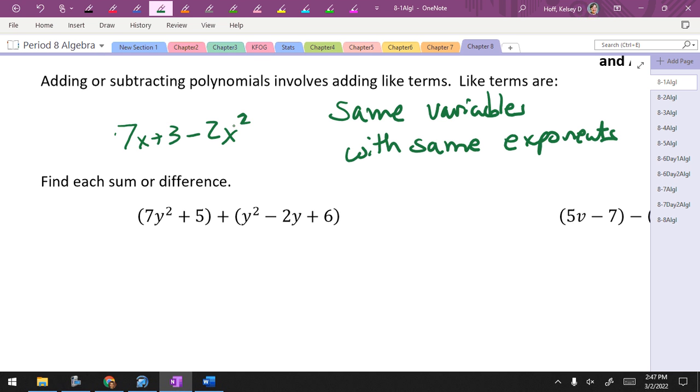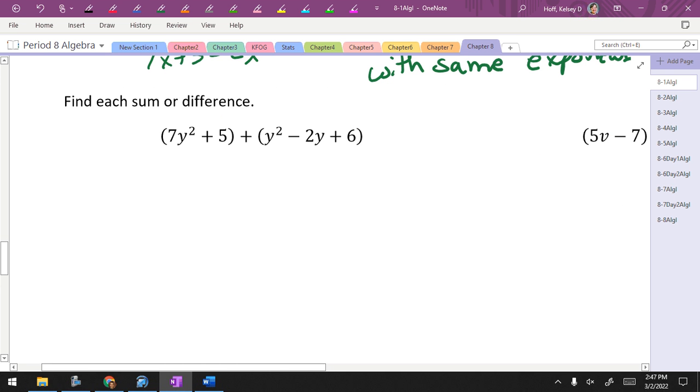Okay. The difficult part about this is not trying to do it in your head. People try to do it in their head, and they have messy handwriting, and it goes poorly. Find each sum. Sum means to add, or difference. Difference means to subtract. Straightforward. But there's parentheses. All this is telling you is this is a polynomial, and I'm adding this polynomial together. Okay? When you're adding, do the parentheses matter? No. So now we just need to combine like terms.